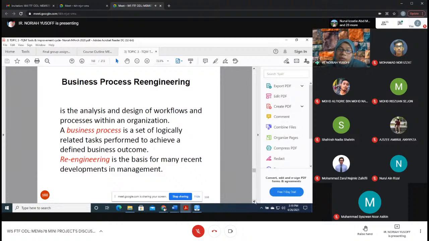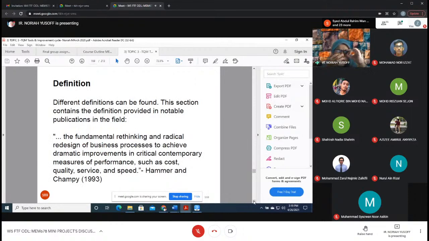Re-engineering is a basis for many recent developments in management. Usually, whenever they want to do business process re-engineering, it involves a major decision, like UiTM now. From faculty, it has been converted into the college of engineering. That is business process re-engineering. Major restructure, okay? With this definition, business process re-engineering is the fundamental rethinking and radical redesign of business processes to achieve dramatic improvements in critical contemporary measures of performance such as cost, quality, service and speed. This is exactly what UiTM is going through right now. Truly dramatic improvements.